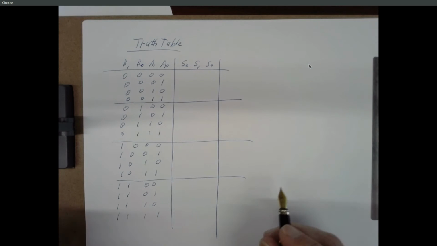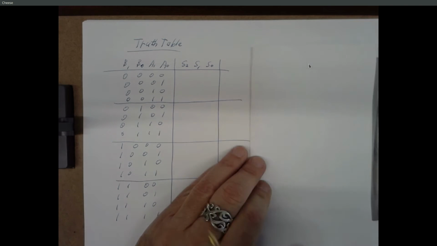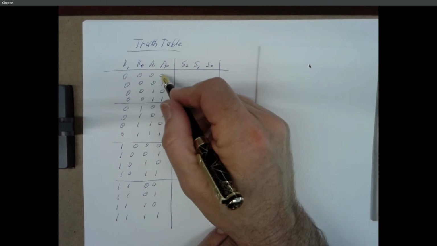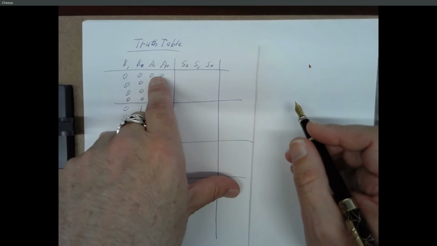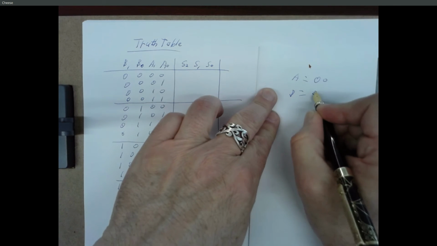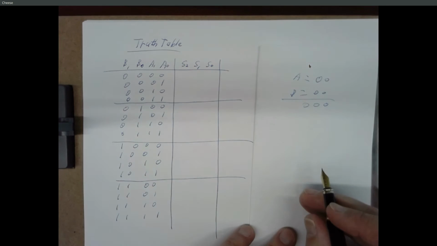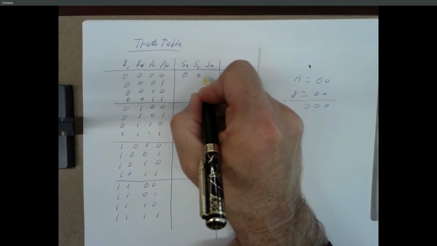All right, now we need to fill in the outputs here. And this takes a little bit of work, because there are a lot of ways to do this, and only some of them are actually going to be correct. So remember, we're taking the number A and we're adding the number B. Well, this first row is pretty straightforward. The number A is 0, 0. The number B is 0, 0. When I add those together, I get 0, 0, 0. So that's what my output is.